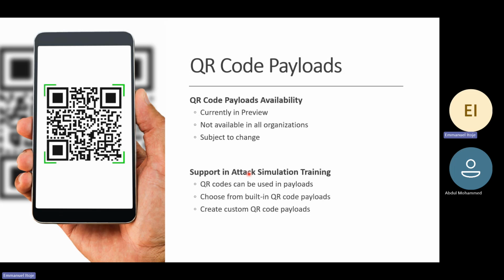In terms of support for attack simulation training, it can be used in payloads, right? Sometimes scanning a QR code is also not very advisable. In fact, I've not really had to scan a QR code. If there's a QR code to scan to fill a form or to access a website, I usually gently tell them, please, can I get the URL for this QR code? Let me know what I'm scanning, right? Because again, a QR code can be a phishing link at the back end. So you can choose from a built-in QR code payload, or you can also create your own custom QR code, basically.